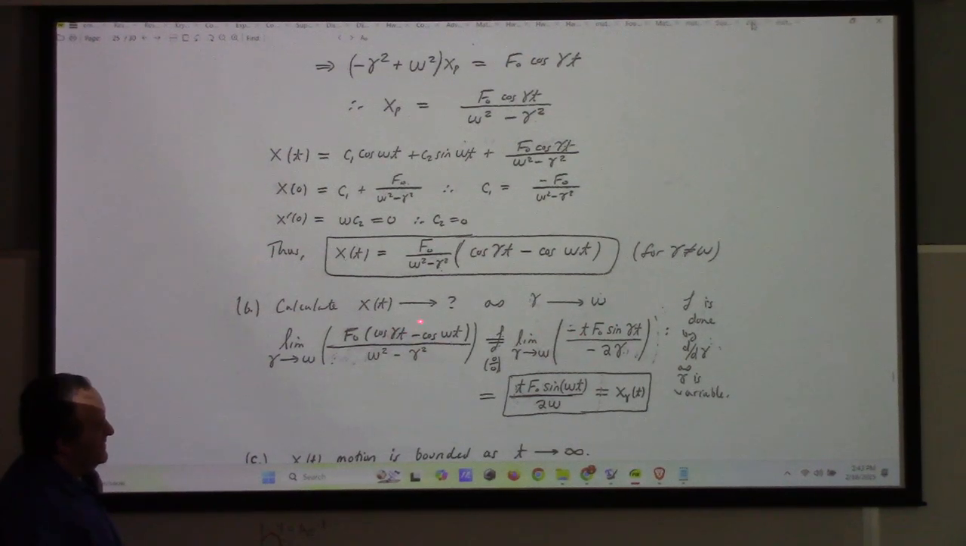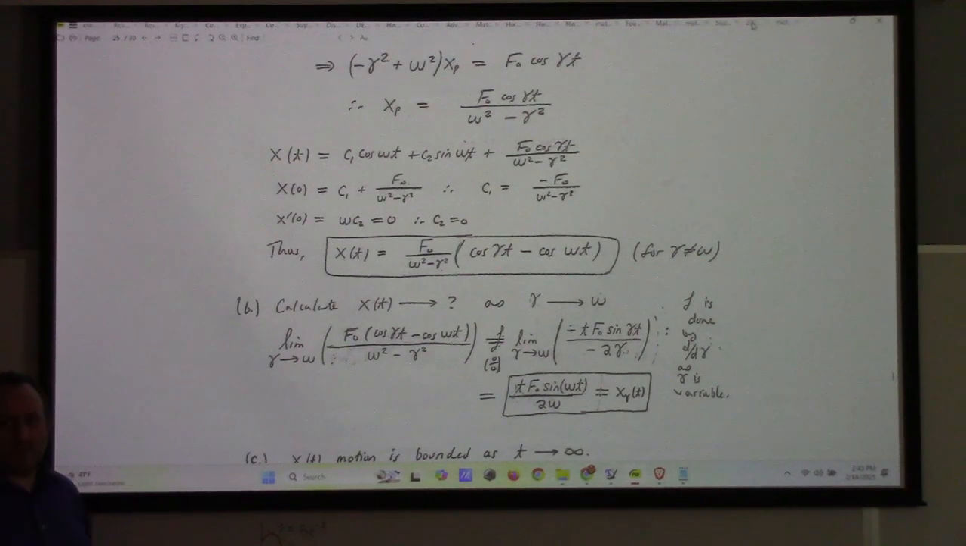Why is there a t there? Because the chain rule brings out the t. So I get minus t F naught sine gamma t over minus 2 gamma. Then it's not indeterminate anymore. I can just evaluate the expression and this is my solution, which is kind of neat, right? Because we're seeing that in the limit, as your forcing frequency goes to the resonant frequency, you're picking up that t times the sine function as your solution.